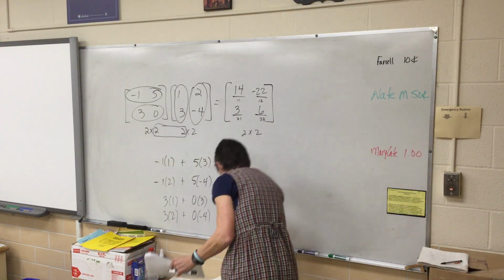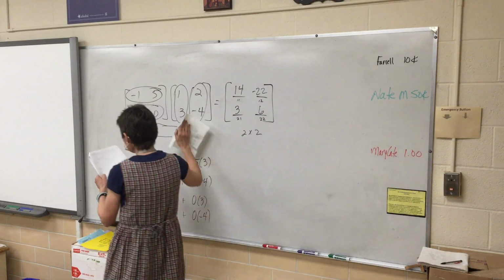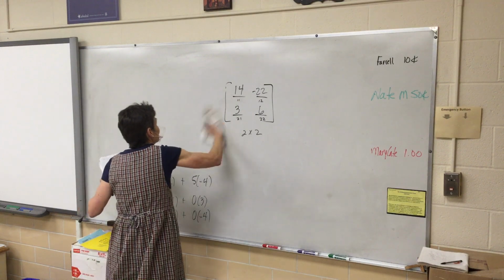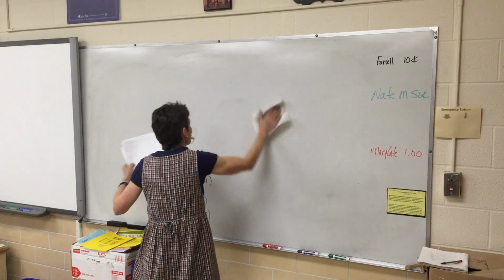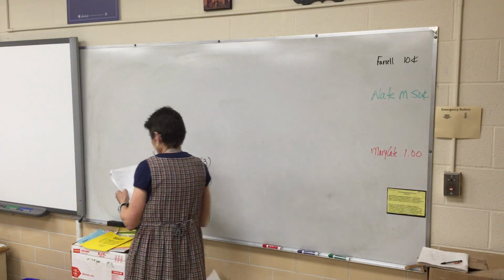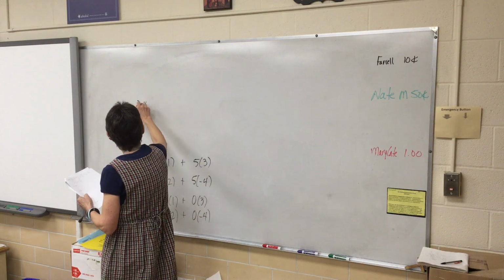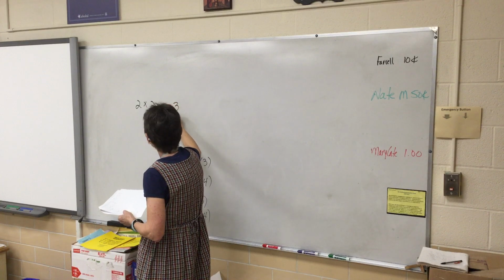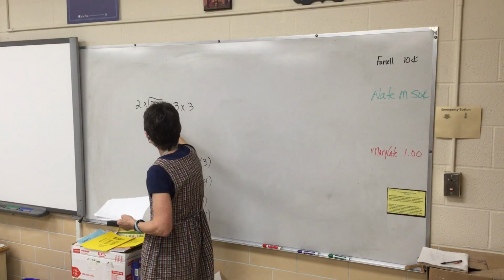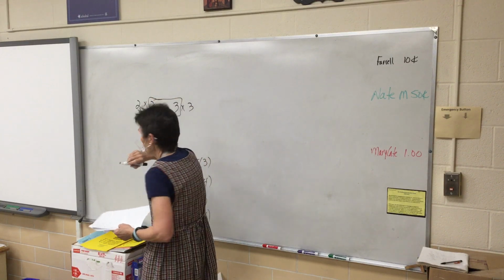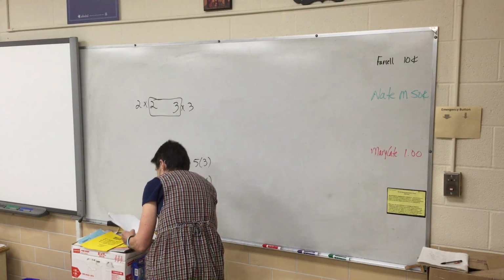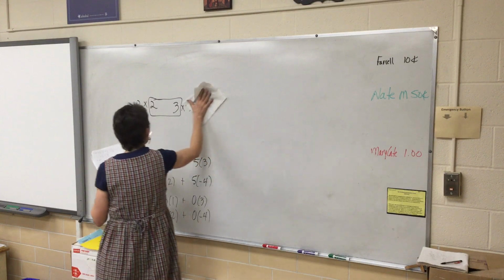All right, tell me about D E, the next one, D times E. What are the dimensions of D? D is a 2 by 2. What are the dimensions of E? 3 by 3. Is that multipliable? No. Nope, nope, nope. So problem C is no answer.